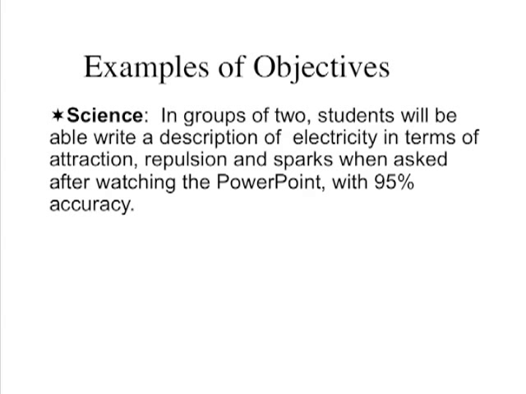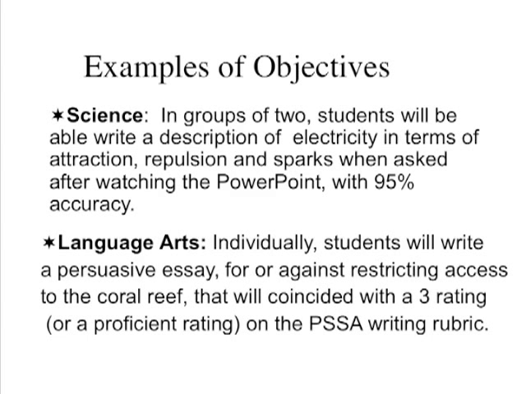In science, in groups of 2, students will be able to write a description of electricity in terms of attraction, repulsion, and sparks when asked after watching a PowerPoint with 95% accuracy. Language arts. Individually, students will write a persuasive essay for or against restricting access to the coral reef that will coincide with a 3 rating or proficient rating on the PSSA rating rubric.